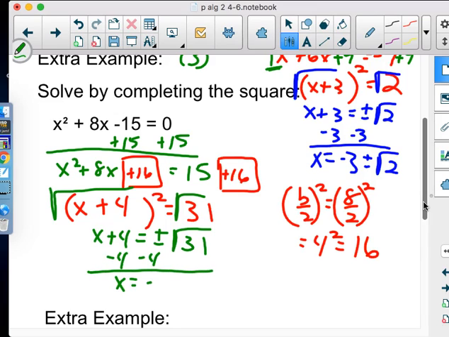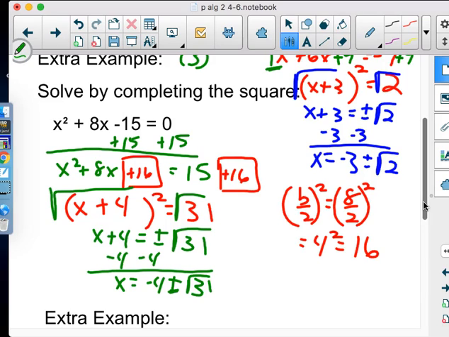So x equals negative 4 plus or minus the square root of 31. Now notice that's actually two answers, because it's negative 4 plus the square root of 31 and negative 4 minus the square root of 31. And I would love you to just leave your answer like that, in simplest form.